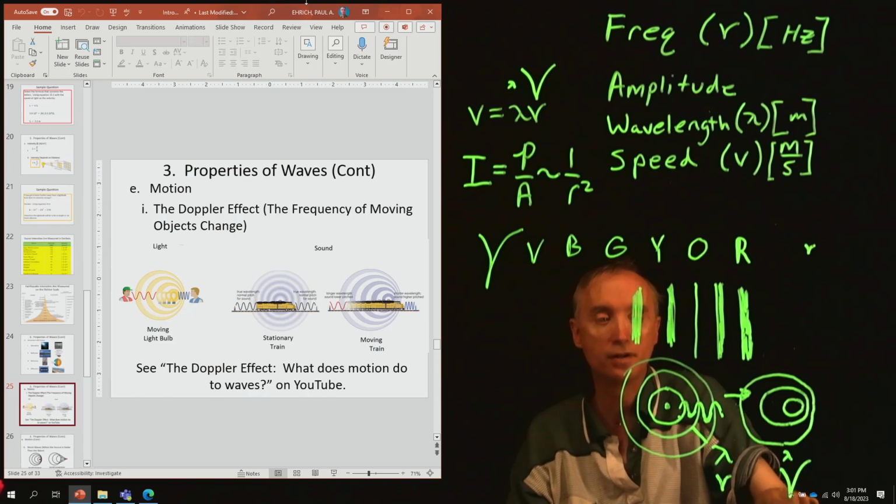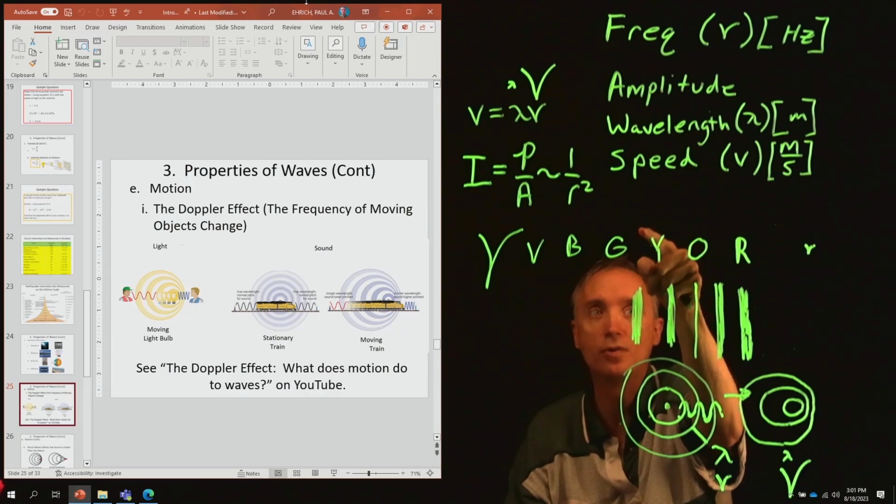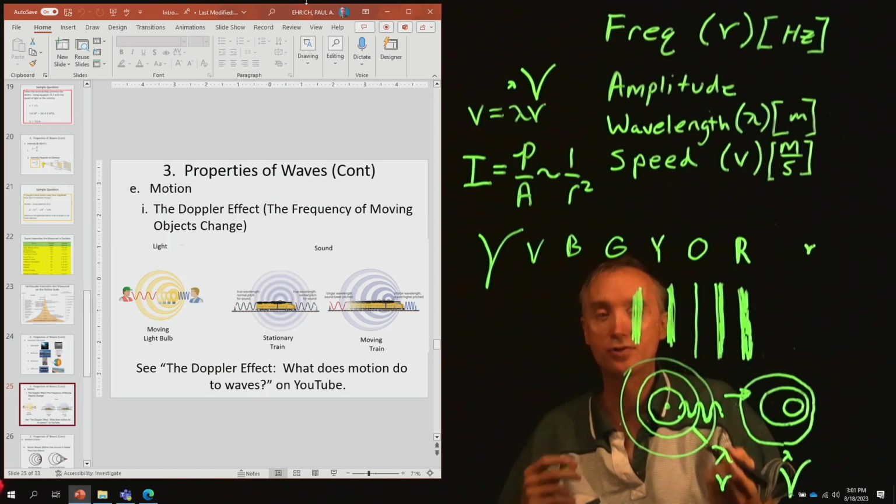The frequency is going to go up. It's going to go in that direction. So if something normally has the color yellow, it's going to become more blue. So we say that the light is blue shifted.